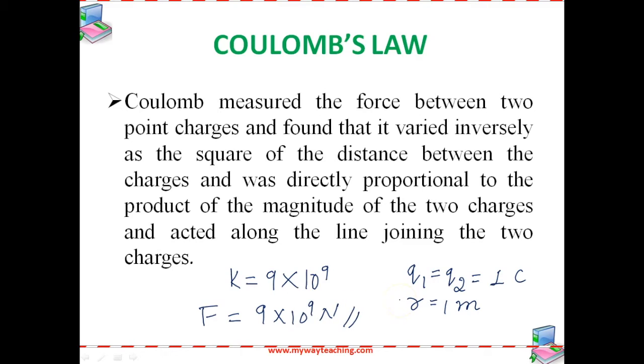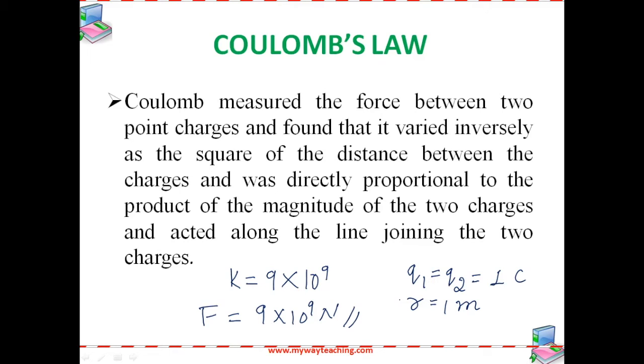What is the meaning of this? It means 1 Coulomb is the charge that when placed at a distance of 1 meter from another charge of the same magnitude in vacuum experiences an electrical force of repulsion of magnitude 9 into 10 raised to 9 Newton. Okay. 1 Coulomb is too big a unit to be used, and we use smaller units like millicoulomb, microcoulomb.